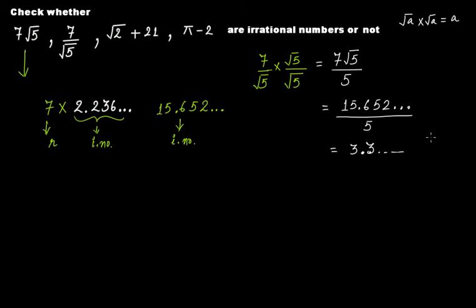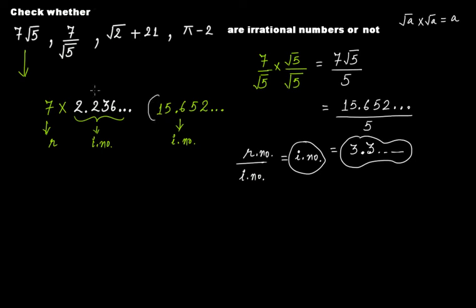The point is that 7, a rational number, divided by an irrational number gives you what? An irrational number. Your quotient is an irrational number, like you have seen here. This is the quotient, this is the product of this multiplication.